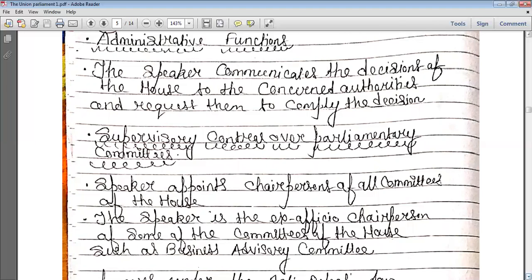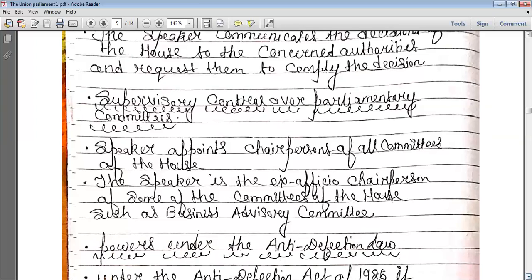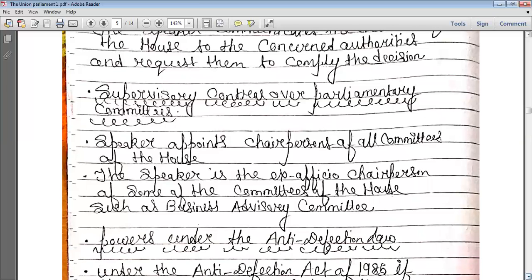So next we would like to discuss the supervisory control over parliamentary committees. What do you mean by supervisory? Supervisory means that the speaker supervises and tries to maintain control over the committees. Committees means small groups formed in order to perform any kind of activities. So parliamentary committees are mainly controlled by the speaker. The speaker appoints the chairperson of all committees of the house.